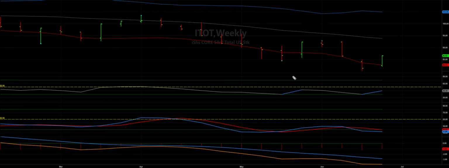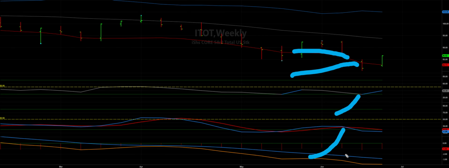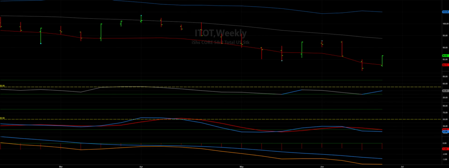All right. So look, the ITOT reset. It closed back below the lower Bollinger Band. We got back below 30. The stochastic gave us a bearish crossover and moved below 20. Bingo. We are reset. Well, that was the week before last.